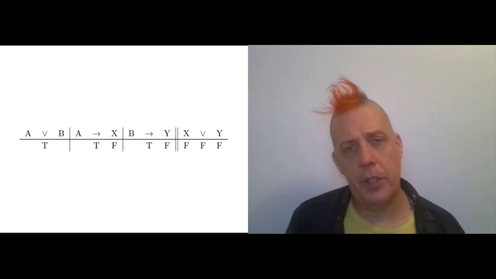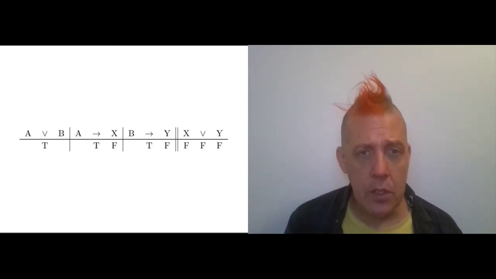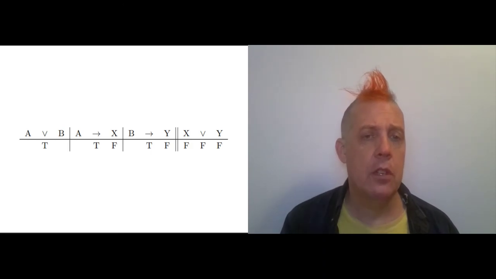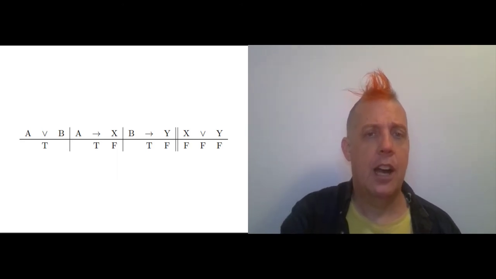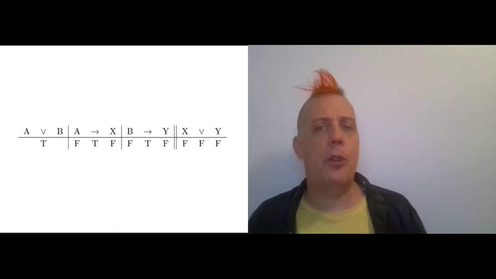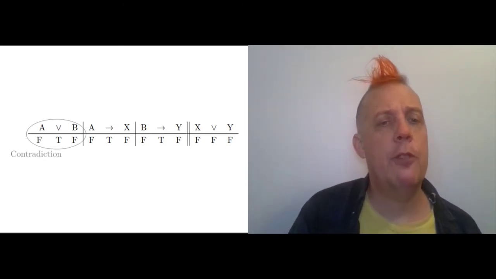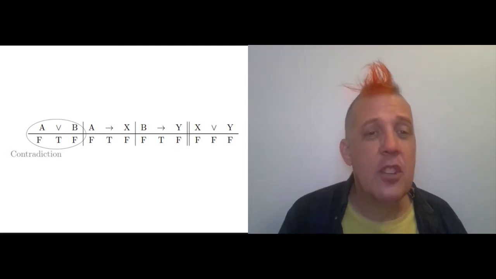Now look at the truth table here. If A implies X is true, but X is false, there's only one thing you can do here. That means that the antecedent, the A, has to be false. Because the only way you get a false consequent and a true conditional is when you also have a false antecedent. The same thing happens for the third premise. So we know that A and B both have to be false. What happens if we fill them in over here? We get a contradiction. This doesn't work.